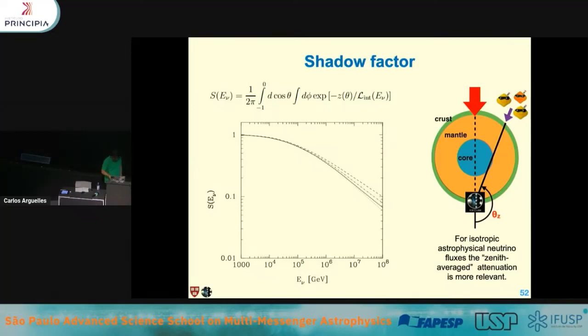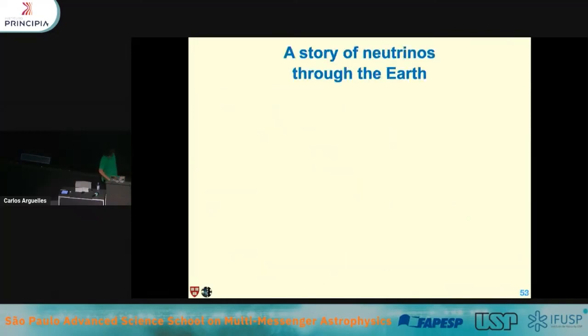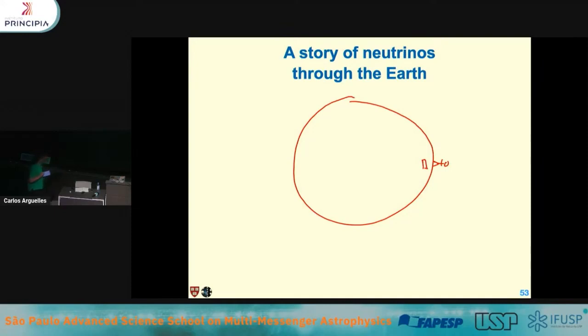But it's more complicated than that, because neutrinos have two types of interaction. So how does this work? Suppose that this is the Earth, and here is my detector, and you have this neutrino coming along. Two things can happen to your neutrino.